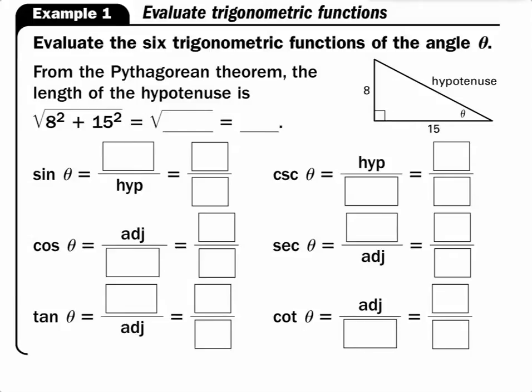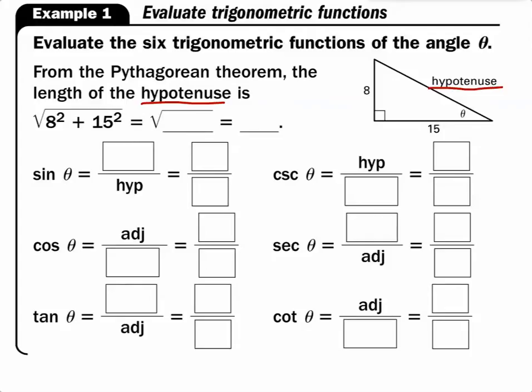Here we have a right triangle. We need to figure out stuff. Alright, so first step is to figure out what's going on with the hypotenuse. Remember, the hypotenuse is the long side of the right triangle. And you do that Pythagorean theorem thing.